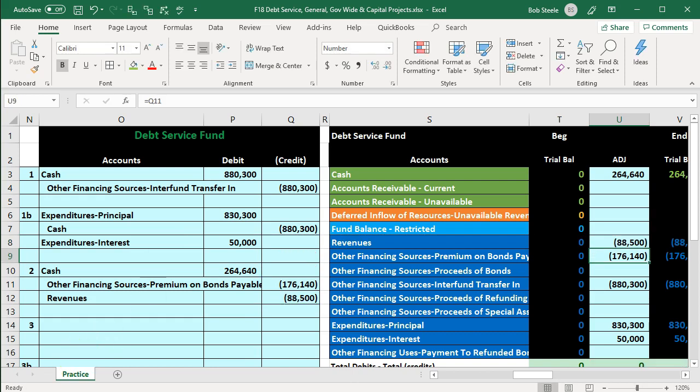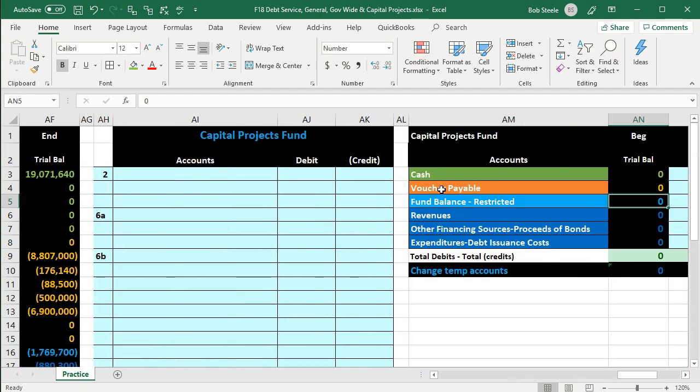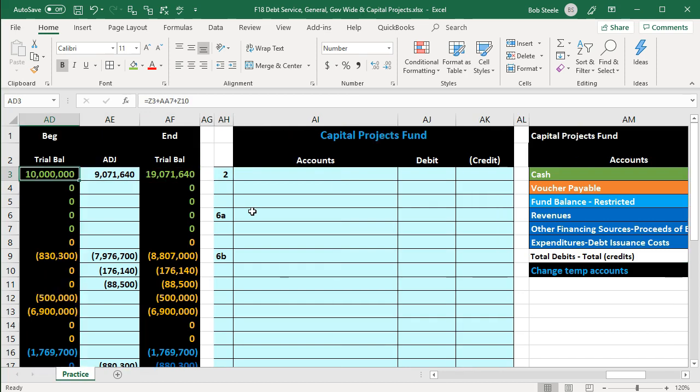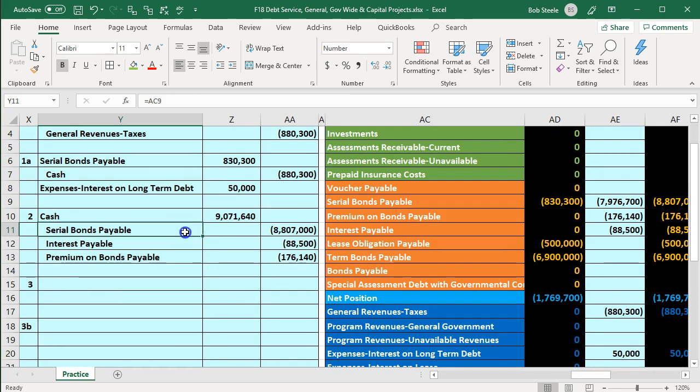Next, we're going to go over to the capital projects fund, because this is why we issued the bond, in order to have a capital project. So we're going to scroll over to the capital projects fund. Within the capital projects fund, we're going to record on the fund side the amount of the bond. So again, we're not going to record it as a liability. So let's consider our journal entry in the government-wide activity again. We had the cash going up by this amount.